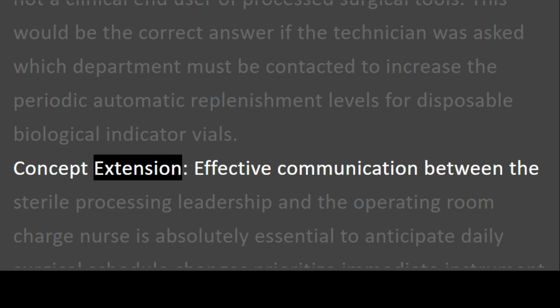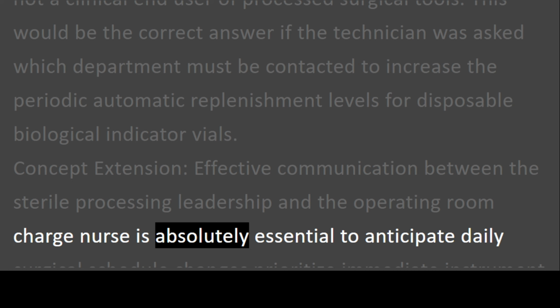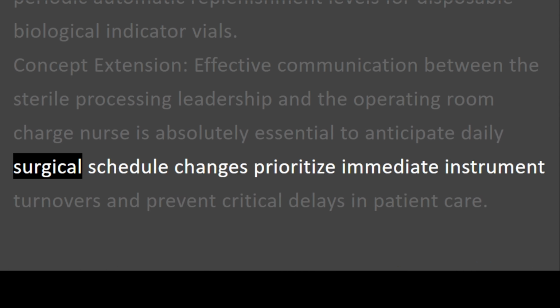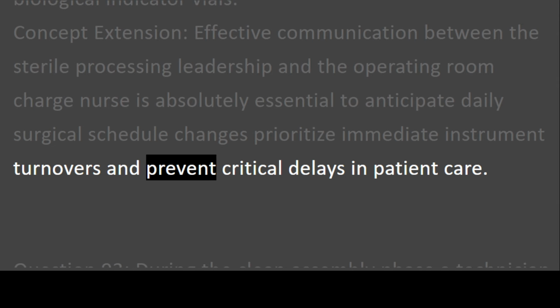Concept extension. Effective communication between the sterile processing leadership and the operating room charge nurse is absolutely essential to anticipate daily surgical schedule changes, prioritize immediate instrument turnovers, and prevent critical delays in patient care.